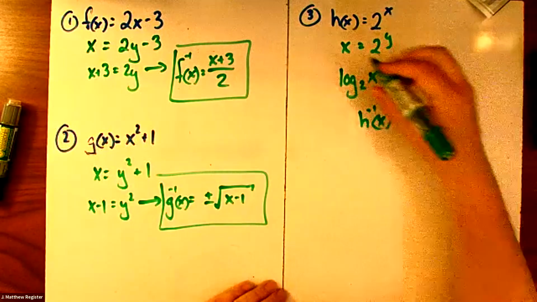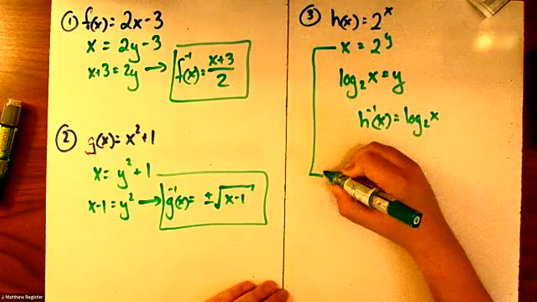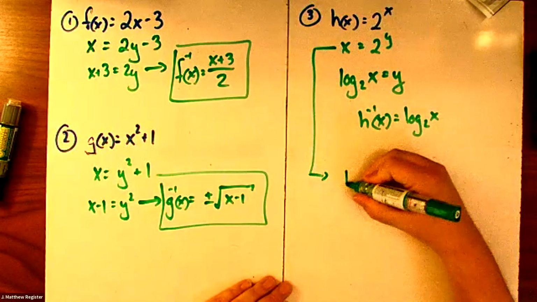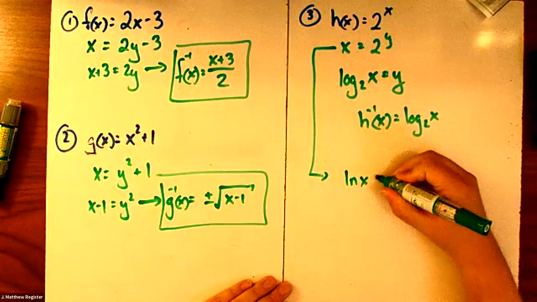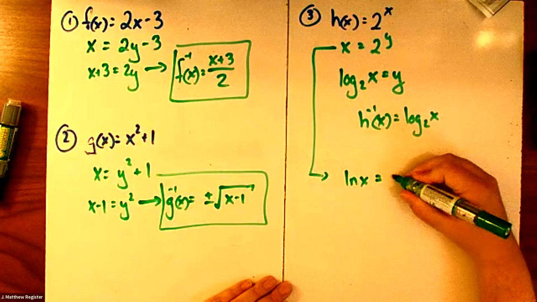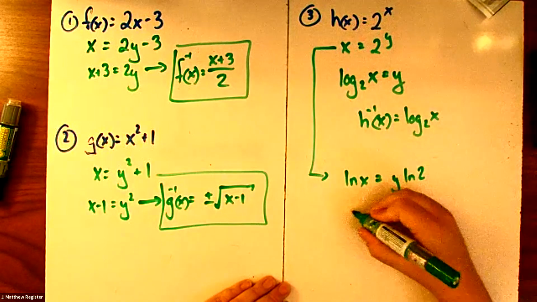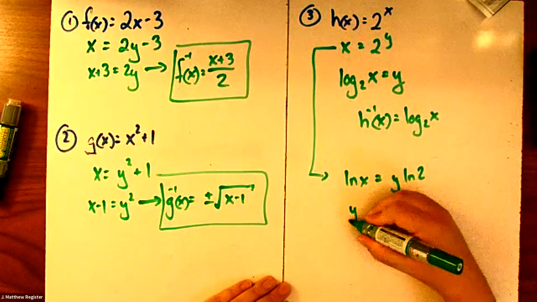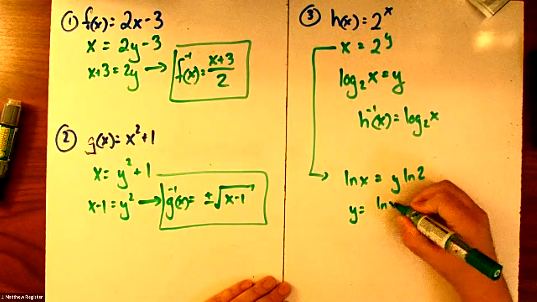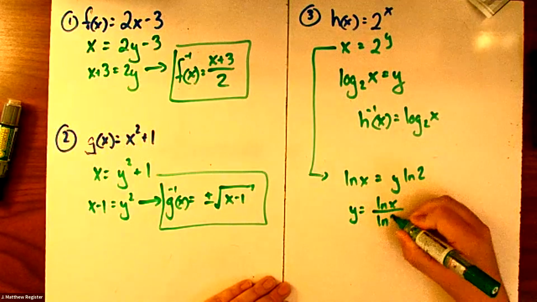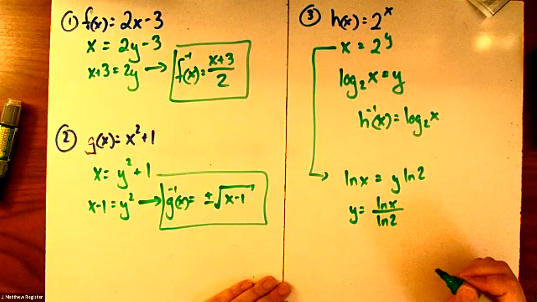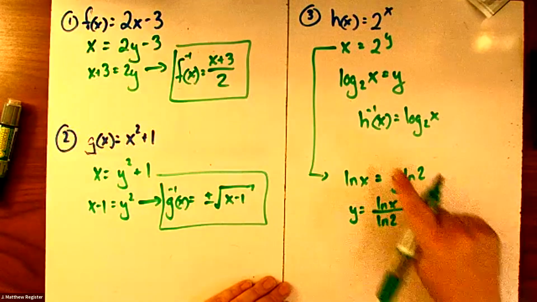If you didn't recognize that, another approach would be to actually just take the natural log of both sides. And so natural log of x is equal to y times the natural log of 2. And then dividing by the natural log of 2, you get y is equal to the natural log of x divided by the natural log of 2. This is another way of writing our inverse function.